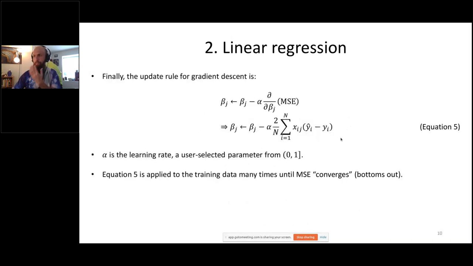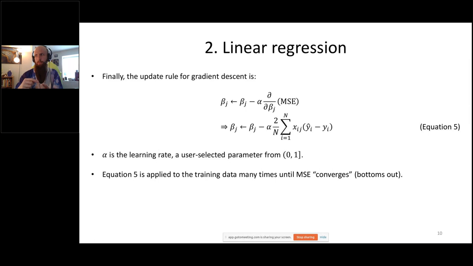The whole point of finding these derivatives is that when you do gradient descent, you want to update your coefficients in the opposite way. So if you find that for coefficient beta sub j, the derivative of MSE with respect to beta sub j is positive, that means as you increase beta sub j, you increase the mean squared error. So if you want to decrease the mean squared error, you decrease beta sub j.